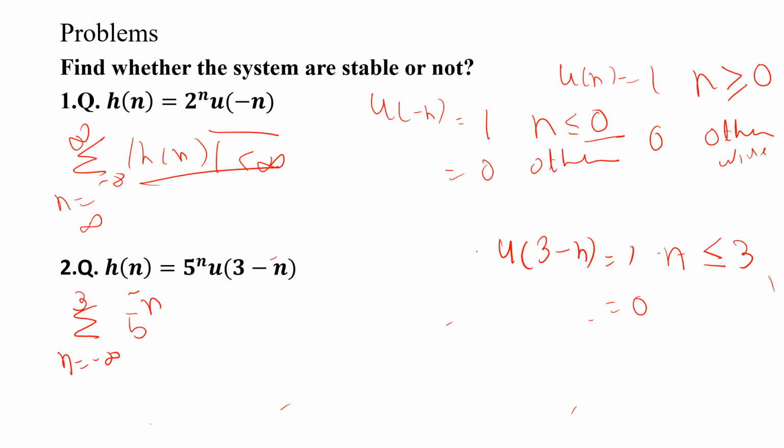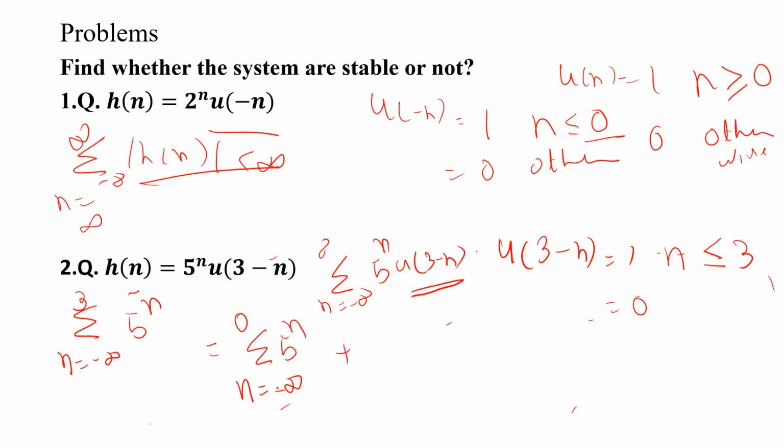Same concept. Summation of n equal to minus infinity to infinity of mod of h of n is the summation of 5 to the n u of 3 minus n. But u of 3 minus n exists only for minus infinity to 3, so I only write minus infinity to 3. So now I can change it to summation of n equal to minus infinity to 0 of 5 to the n, plus the terms for n equal to 1, 2, 3, that is 5 to the n.